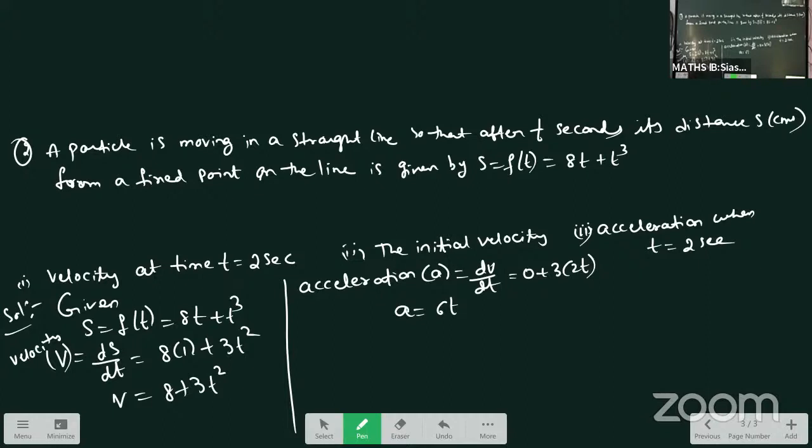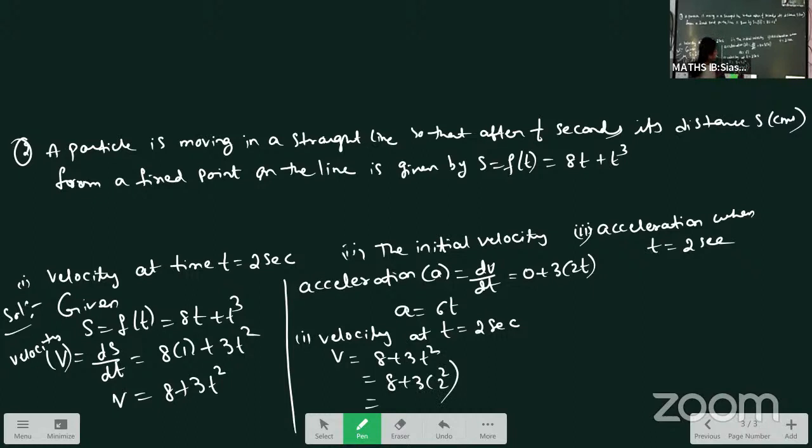Now first bit, what is the first bit here? Velocity at t is equal to 2 seconds we want. So velocity is 8 plus 3t square. Substitute 2 wherever t is there. So 8 plus 3 into 4. 4 3s are 12. 12 plus 8, 20. Velocity unit is centimeter per second.